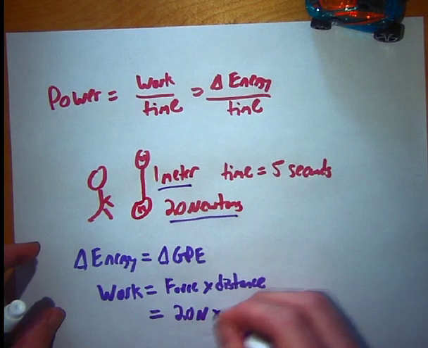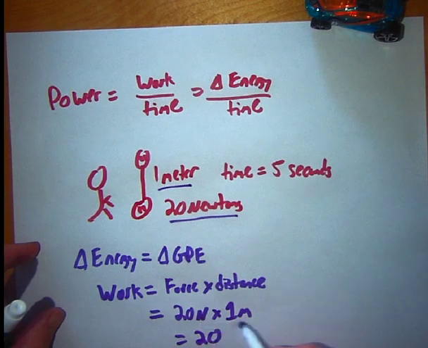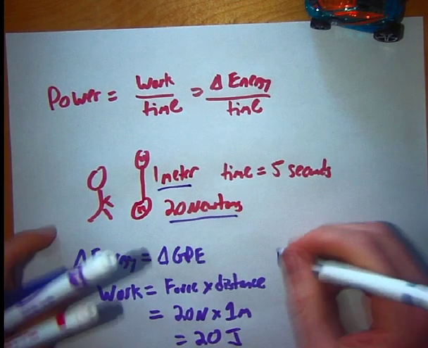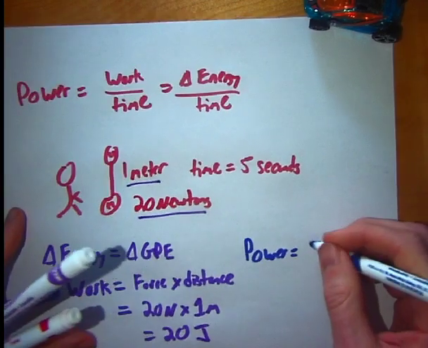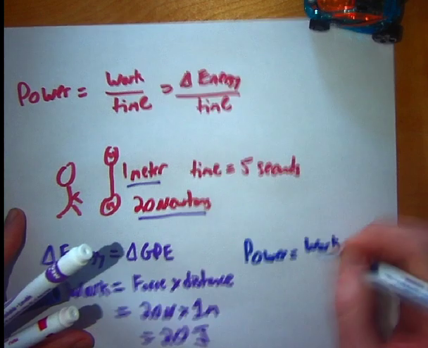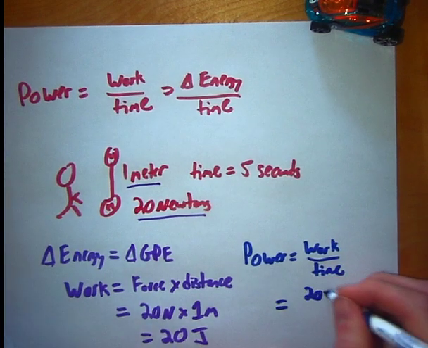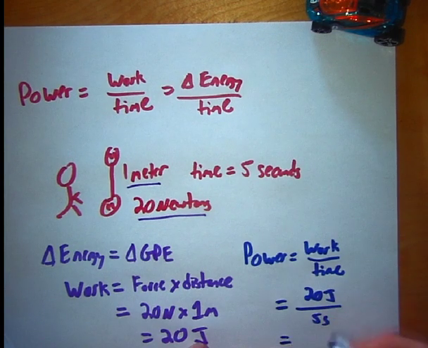20 newtons times 1 meter. That gets me 20. Remember, newtons times meters is the same thing as joules. So the energy here was 20 joules. And now if I want to figure out the power, that can be work over time or change in energy over time. Work over time. And in this particular case, that's 20 joules divided by 5 seconds. And that gets me 4 joules per second.